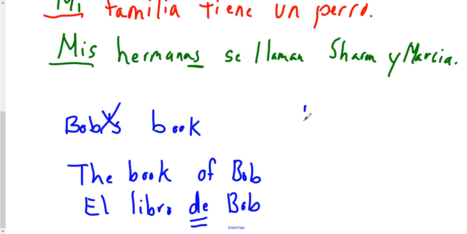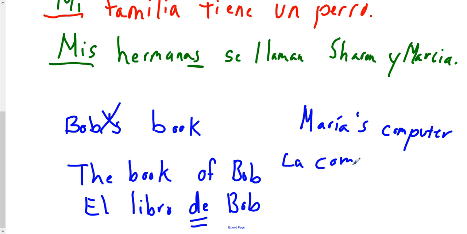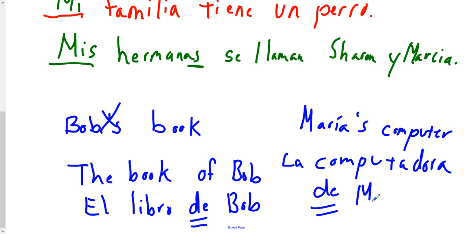So how would I say Maria's computer? Well, hopefully you thought la computadora de Maria. Bien? Again, there will be some practice available on Canvas.